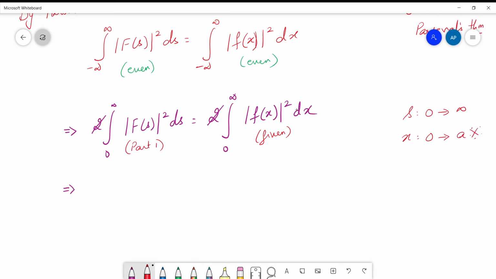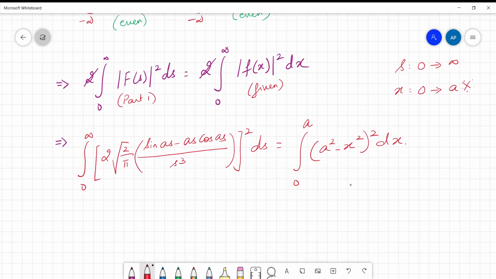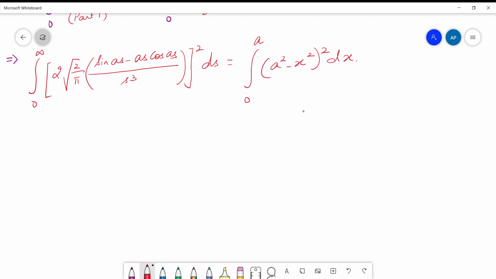So basing on that I will rewrite 0 to infinity. f of s here is 2 into root of 2 by pi into sine s minus s cos s divided by s cube. That's what we found. I am squaring this whole term ds, and on the right side it is not infinity, it's 0 to a. The function is a square minus x square. I am squaring that and then differentiating with respect to x. On the left side we only have to simplify the integrand, but on the right side we need to perform the integration.